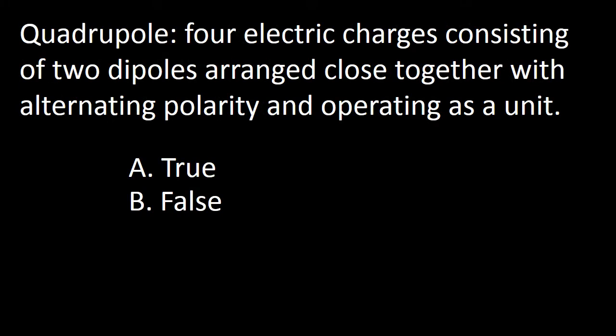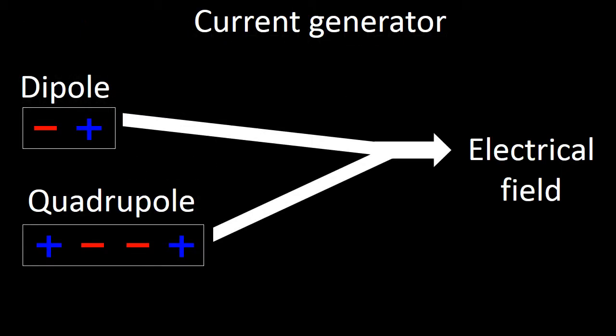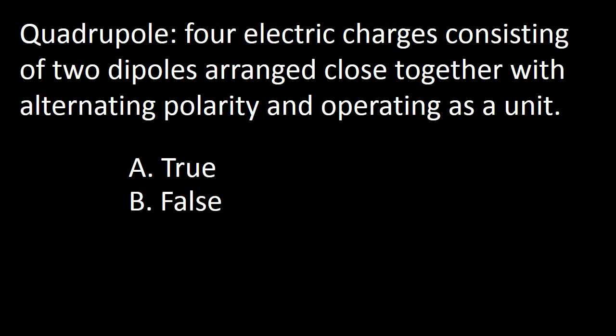Next question. Quadrupole, that is four electrical charges consisting of two dipoles arranged close together with alternating polarity and operating as a unit. A true, B false. As we just mentioned, electrical fields in biological systems are created by current generators. Current generators can be visualized as dipoles or quadrupoles. Quadrupoles consist of two dipoles arranged close together with alternating polarity and operating as a unit. So the answer to this question is true.